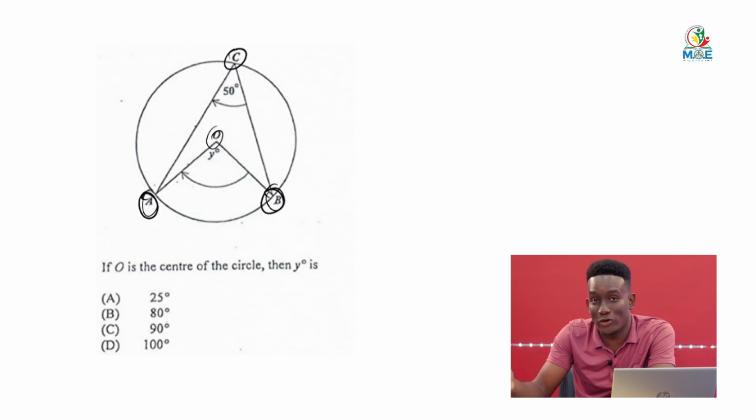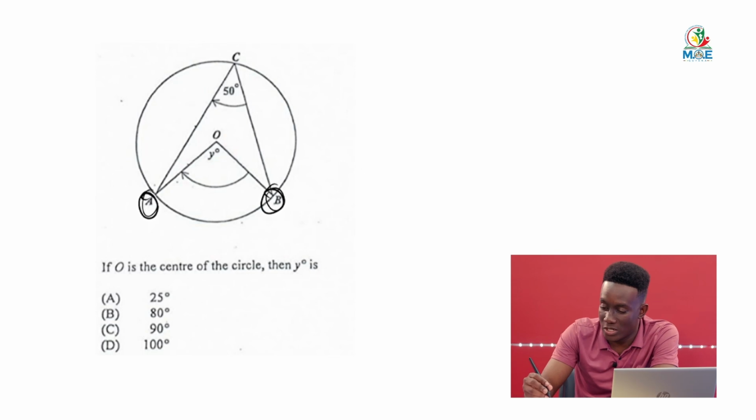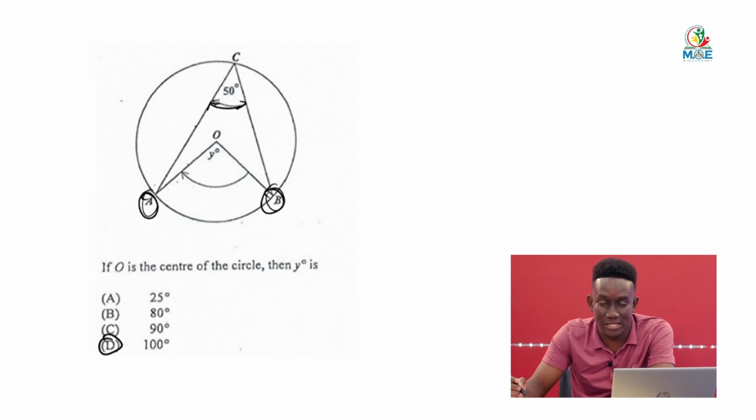We know the theorem says the angle at the center is twice the angle at the circumference. Because here is 50 degrees, angle Y would be 50 times 2, which is 100 degrees, which is D. So the answer there is D.